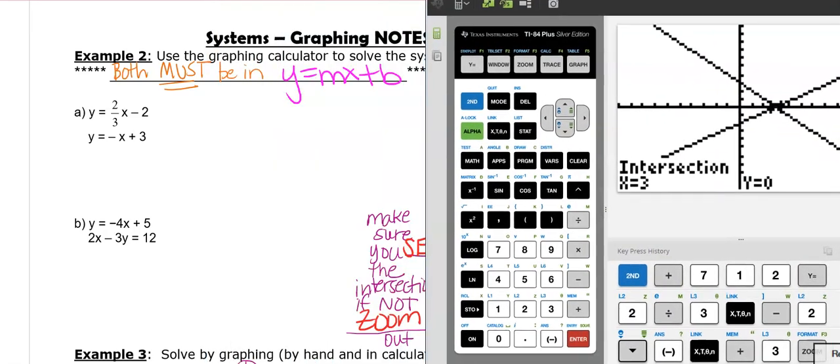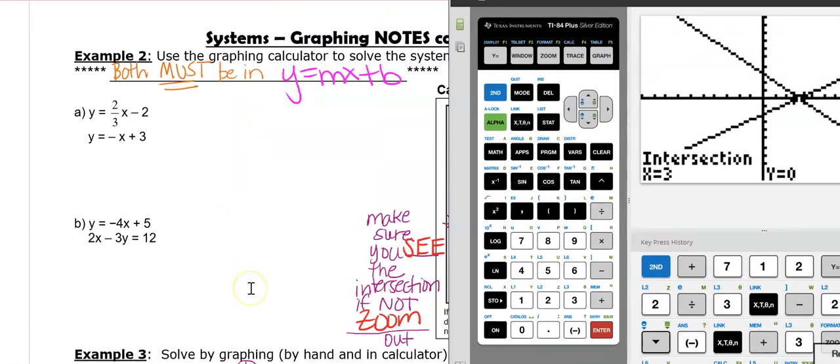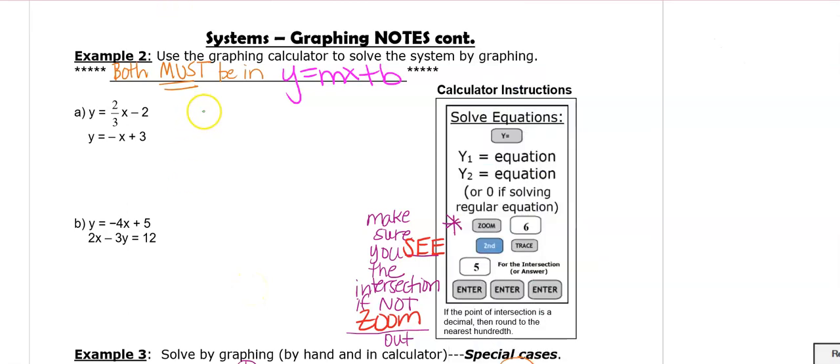I'll make that a little smaller so I can have it up on the screen while we're doing it. So you write down your point of intersection, 3, 0. And that's it. That's how you do it in the calculator. So now we're going to go look at our next one.